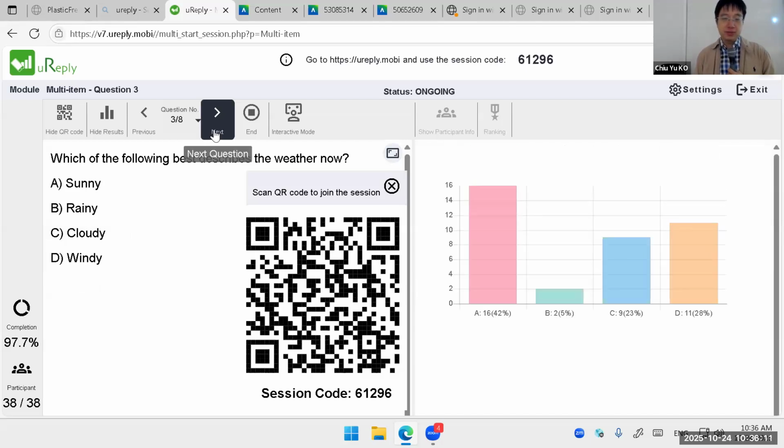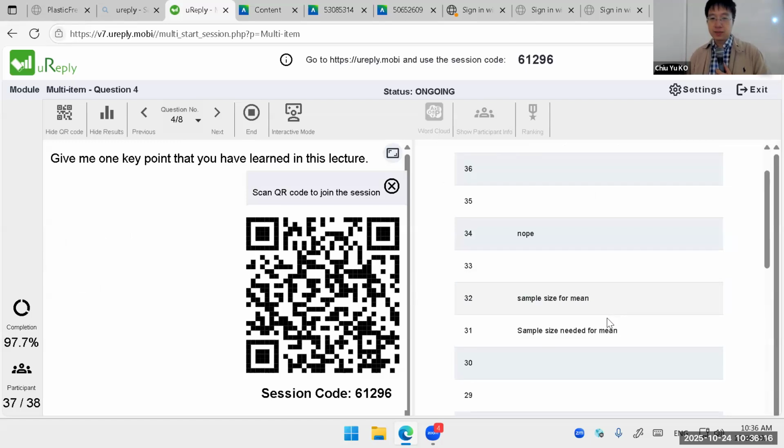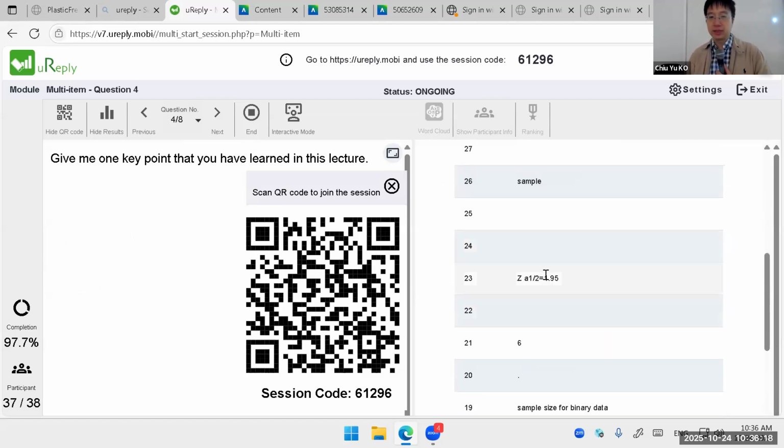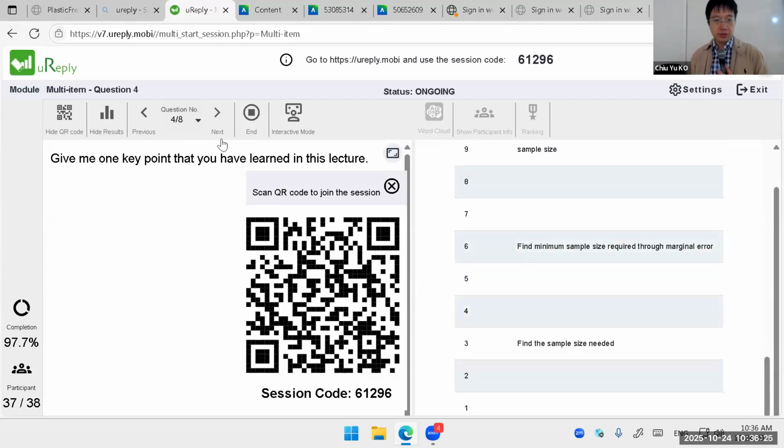So whether it's good. Sample size for mean. Yeah, this is 1.96. Good. Yeah, that's right.